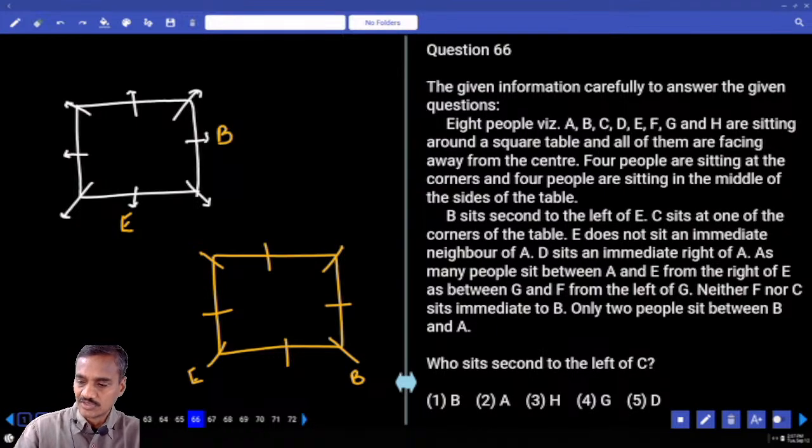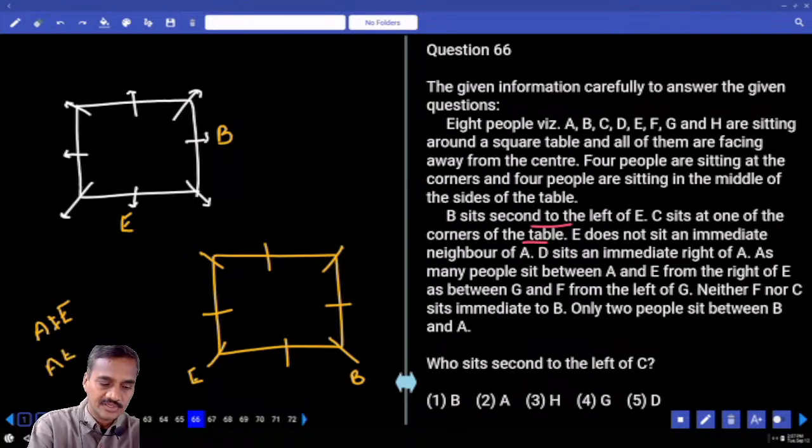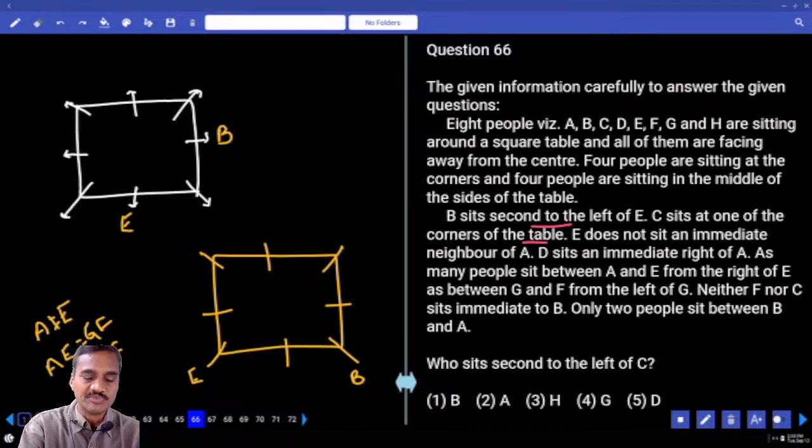Then B sits second to the left of E and C is at one of the corners of the table, and E is not immediate to A. A and E are not adjacent to each other, and D sits to the immediate right of A. As many people between A and E from the right of E as between G and F. Neither F nor C is immediate to B. F and C cannot be adjacent to B, and B is not adjacent to both these 2 persons, F and C. And only 2 people between B and A.